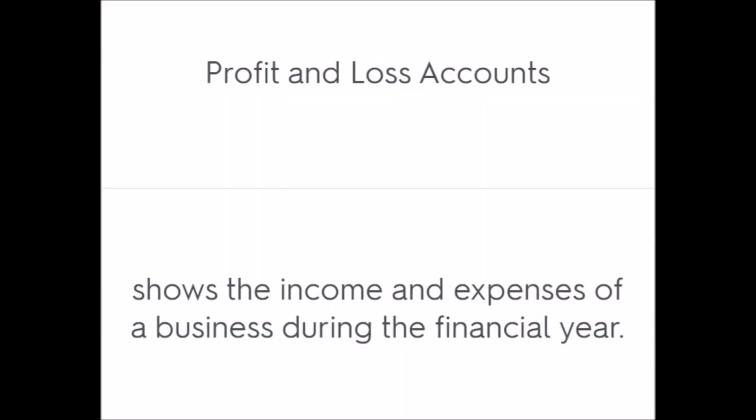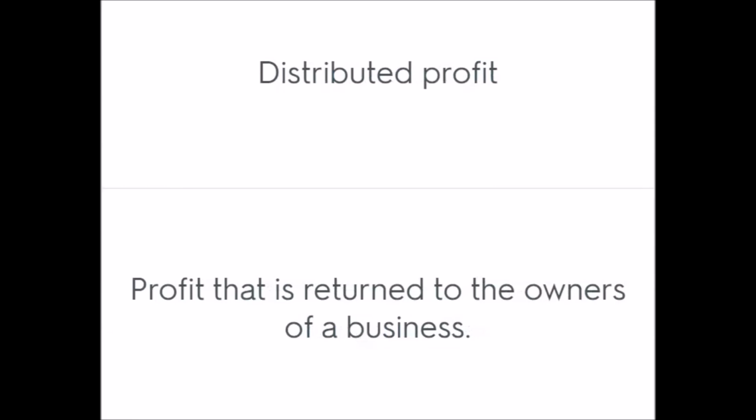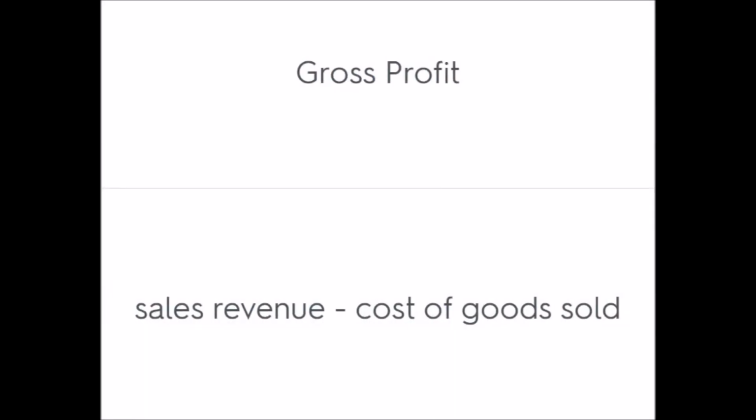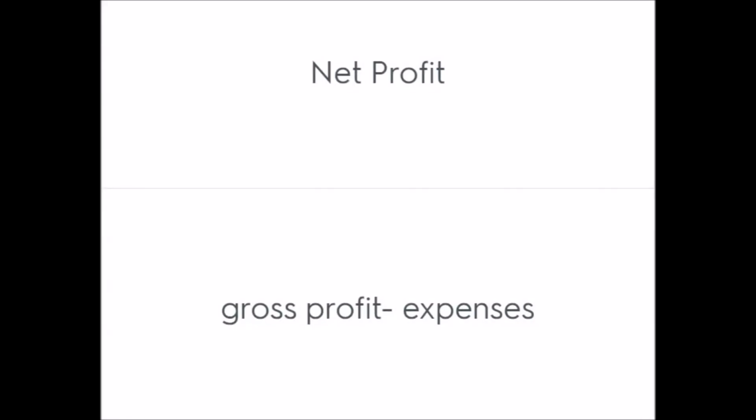Profit and loss accounts: shows the income and expenses of a business during the financial year. Distributed profit: profit that is returned to the owners of a business. Dividend: the portion of corporate profits paid out to stockholders. Gross profit: sales revenue minus cost of goods sold. Net profit: gross profit minus expenses.